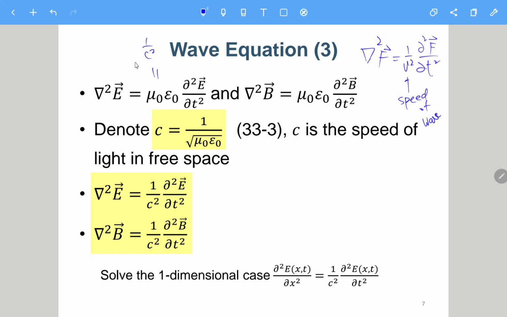Okay, so we can rewrite these two wave equations like this. We have a 1 over c squared on the right side. Here, the Laplacian is the second partial derivative with respect to x, plus the second partial derivative with respect to y, plus the second partial derivative with respect to z. So this is three-dimensional. But we can just solve the simplest case, which has only the x-axis component. You can change the coordinates so that the x-axis points in the direction of propagation, so that we only have a second partial derivative with respect to x. For the one-dimensional case, we only have this term on the left side.